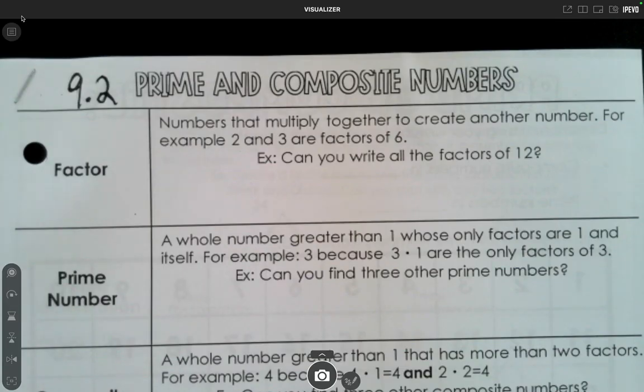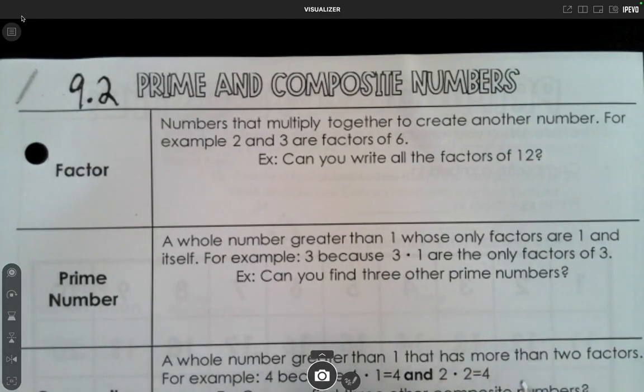So first of all, I'm pretty sure you've done factor trees before for numbers. Factors are numbers that multiply together to create one another. So for example, 2 and 3 are factors of 6. 1 and 6 are also factors of 6. So let's see if we can write all the factors of 12.